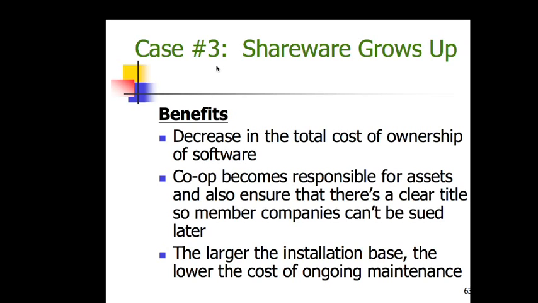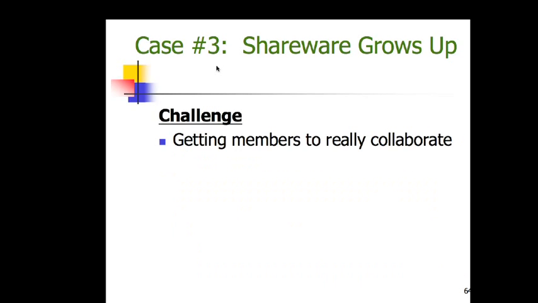And co-ops actually become responsible for assets, also ensure that there's a clear title so member companies can't be sued later. Actually, Google's really good at that too. If you haven't noticed, there's so many disclaimers on everything. We're providing this for you, and you agree not to sue us, ever. We're going to use all of your information. We're going to use your address book. Okay. And on the larger installation bases, there's lower cost of ongoing maintenance and things of that nature.